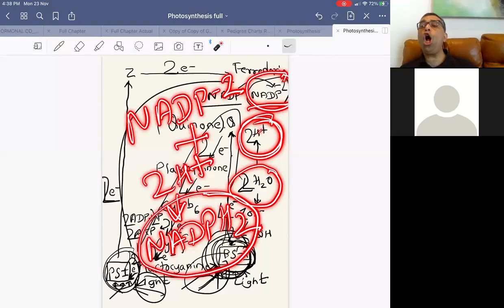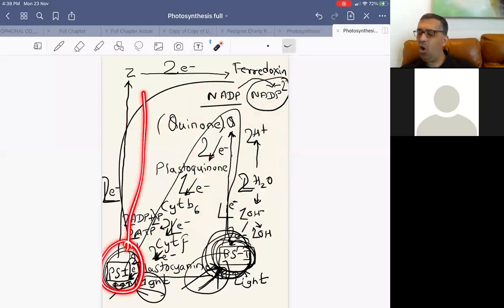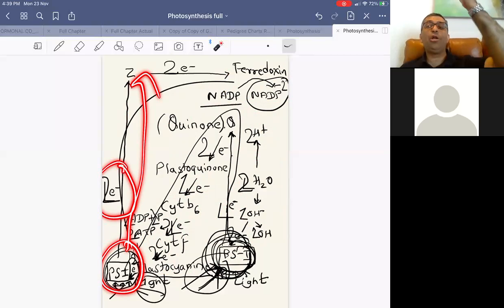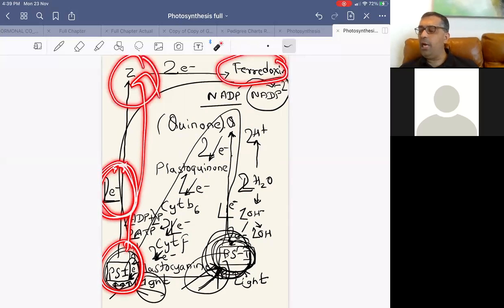It has a lot of energy because it involved 2 electrons from PS1. और PS1 तो याद है, compare to PS2 जो 680 nanometer पे ही electron excite हुआ, PS1 का electron तो 700 nanometer पे excite हुआ था. यानी PS1 का electron has got more energy compared to PS2 electron, and PS1 का electron went to Z, then to ferredoxin, and then to NADP minus 2.